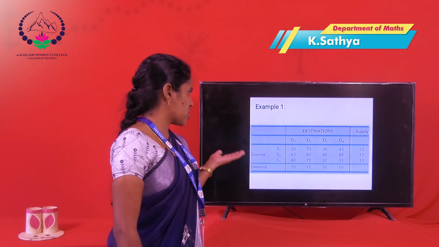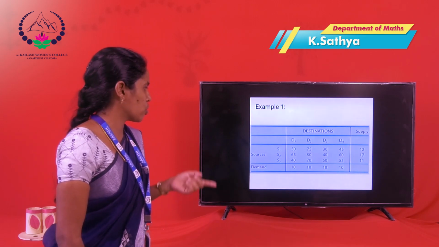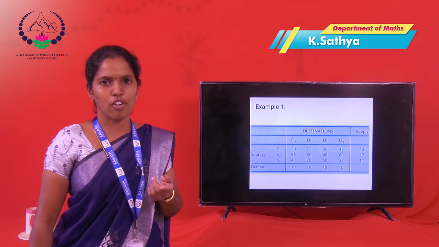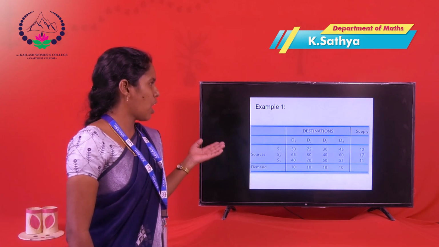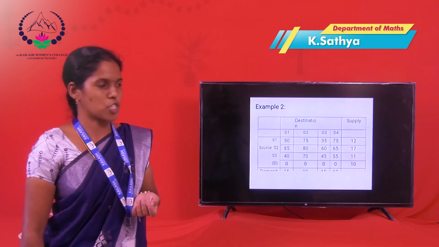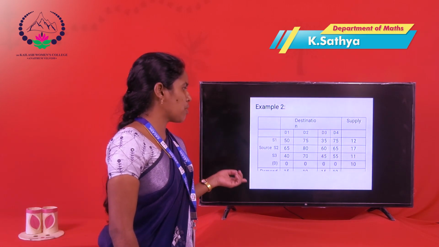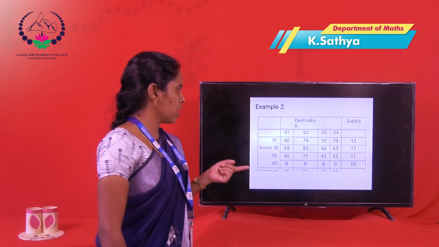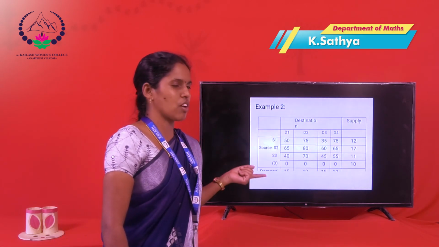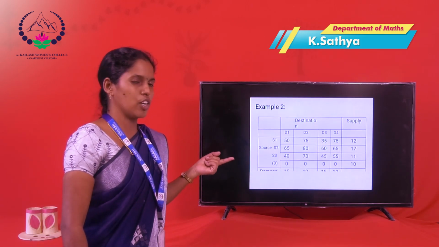For example, in a balanced transportation problem, total supply is equal to total demand, that is, both values are 40, so both sides are equal. Another example, an unbalanced transportation problem: the supply total is 40 and the demand total is 50. So to equalize the values, we introduce a dummy row with values of 0, and the supply is increased by 10.